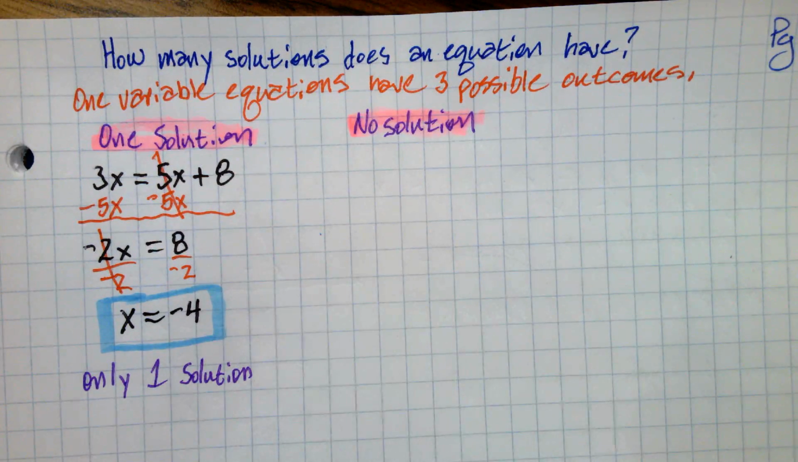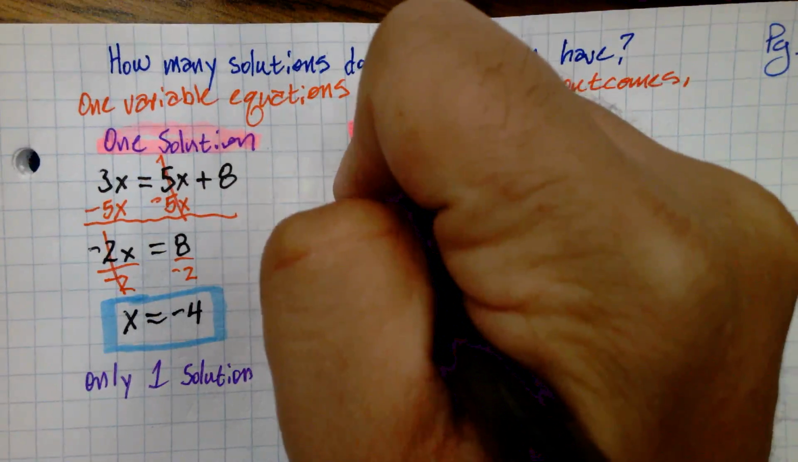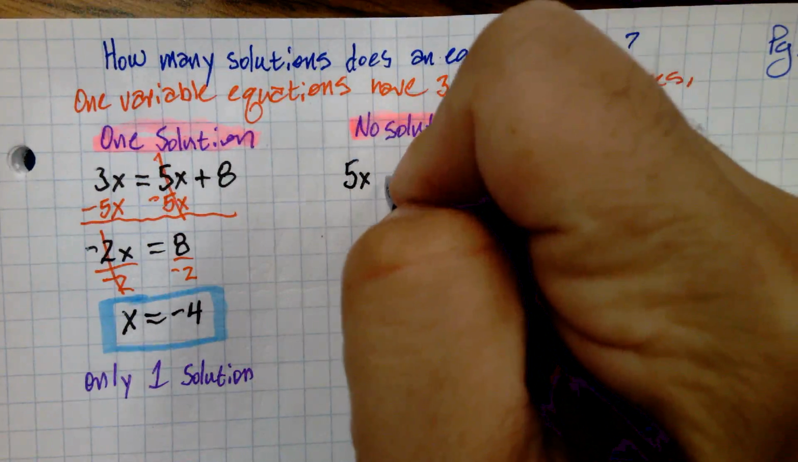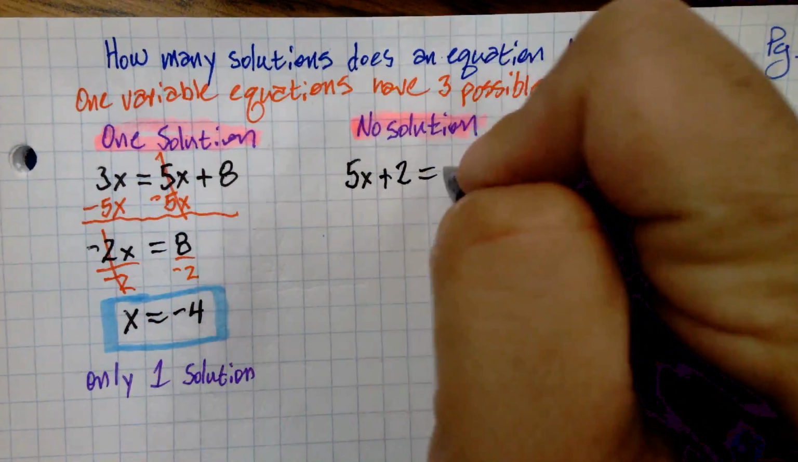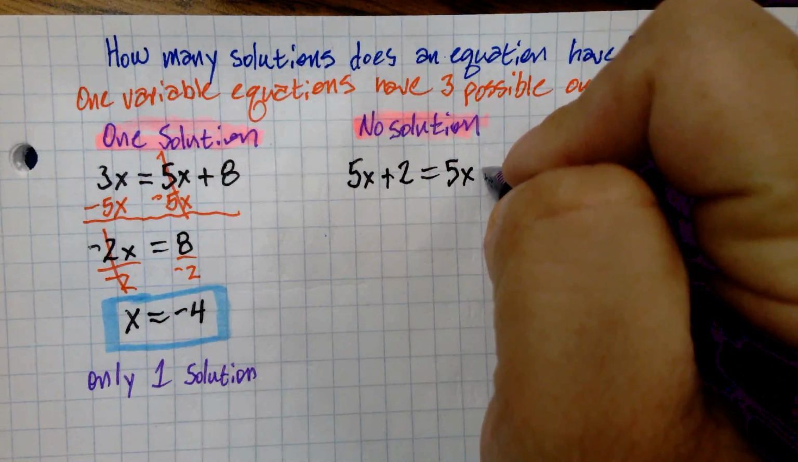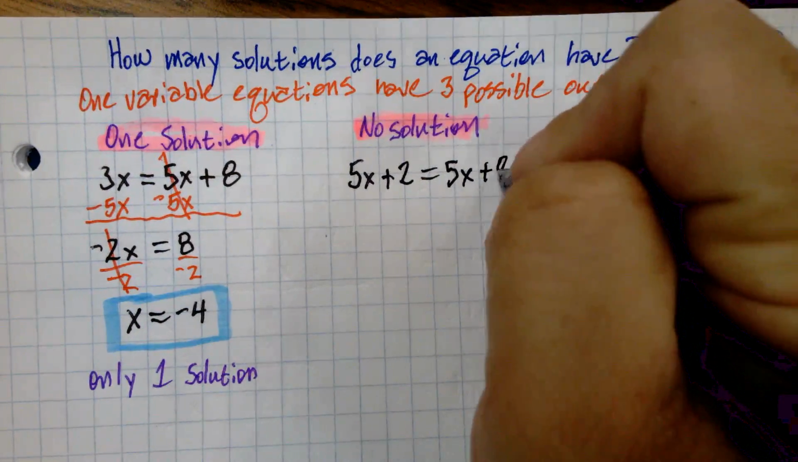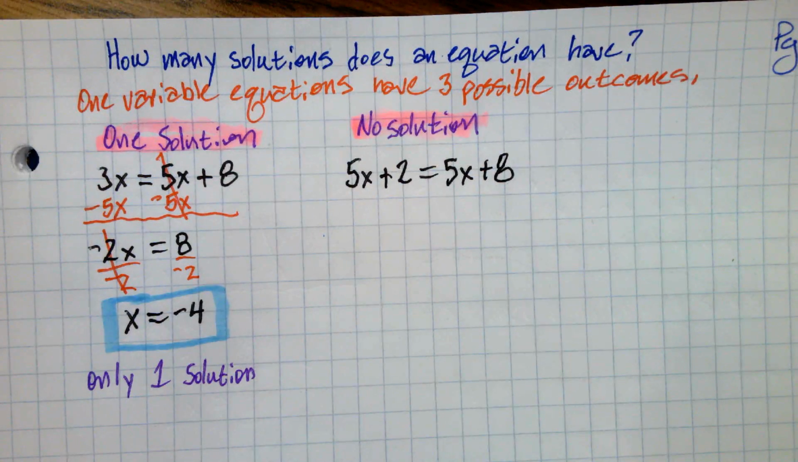So every time you get a no solution, the same thing's going to happen. So let's write it down. 5x plus 2 equals 5x plus 8. Let's do that. Kind of similar to the last one. What do you notice, though?